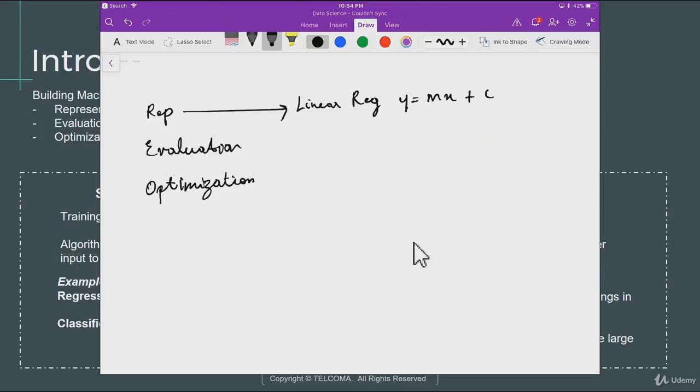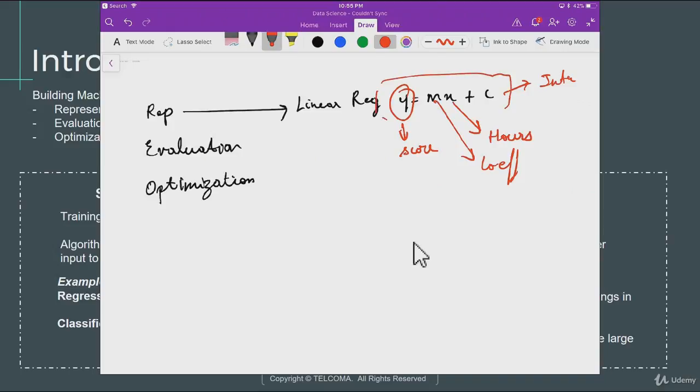So y would be your dependent variable, which is, let's say, the score. X would be, let's say, one attribute, like the number of hours a student has studied for. M would be the coefficient. Now, this coefficient is the parameter, and c would be an intercept, or basically the unexplainable part of variance. Now, this is the mathematical equation which we want to represent for a problem.